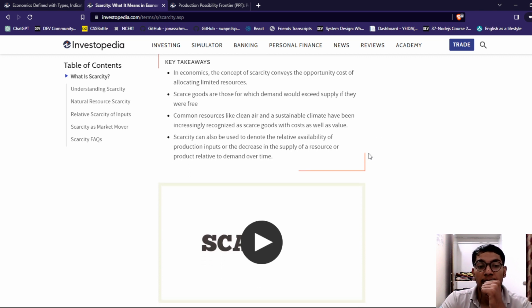Scarcity has been used to denote the relative value of production inputs and the decrease in supply of resources and products relative to demand over time.